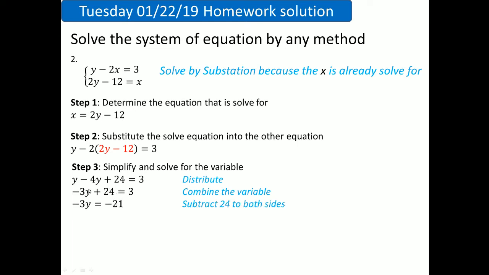To get rid of a positive 24, we subtract 24. Right? Negative 3 subtract 24 is negative 21. Y is still not by itself. We have to divide by negative 3. Right? Negative 27 divided by negative 3 is a positive 7.